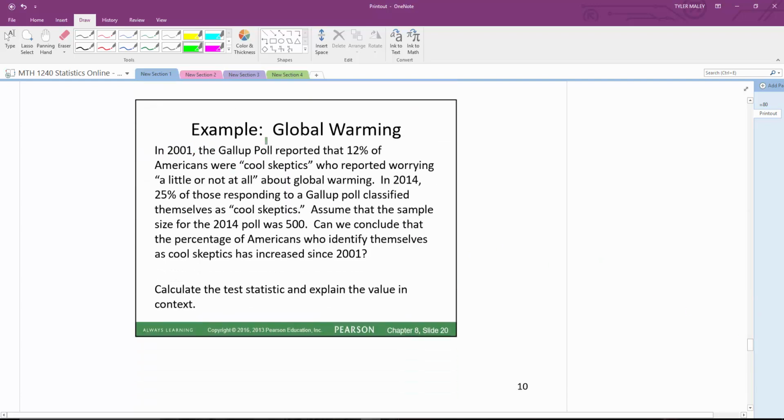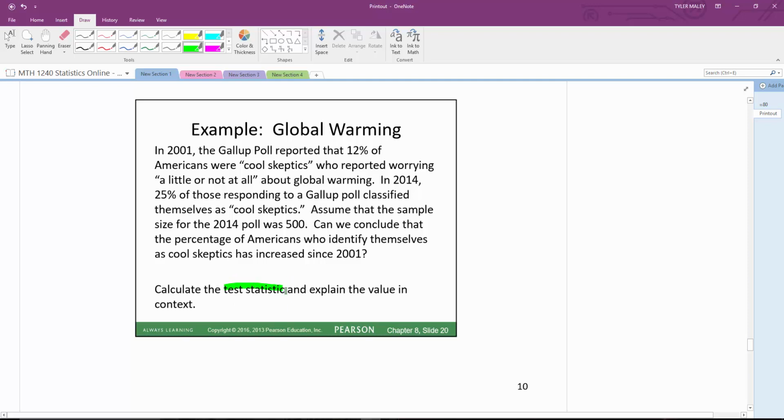So here's an example of global warming. In 2001, the Gallup poll reported that 12% of Americans were cool skeptics who reported worrying a little or not at all about global warming. In 2014, 25% of those reporting to a Gallup poll classified themselves as cool skeptics. Assume that the sample size for the 2014 poll was 500. Can we conclude that the percentage of Americans who identify themselves as cool skeptics has increased since 2001?